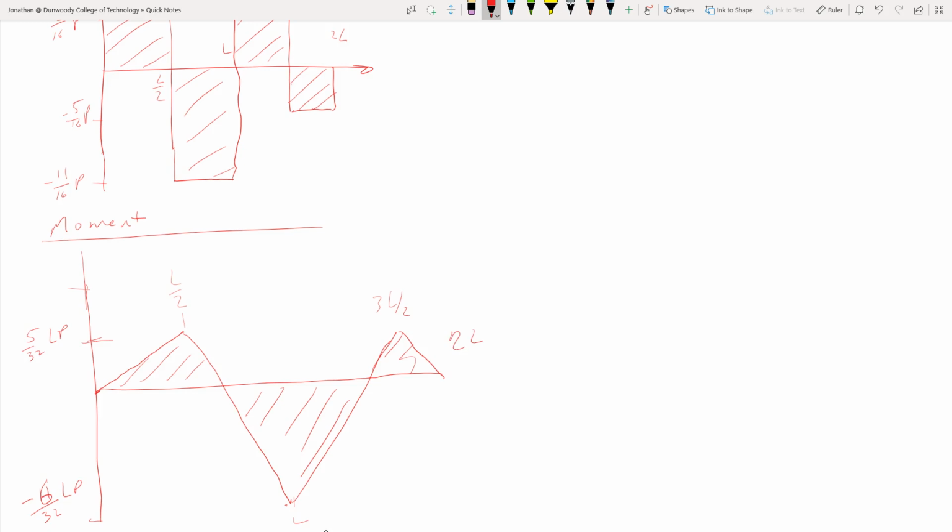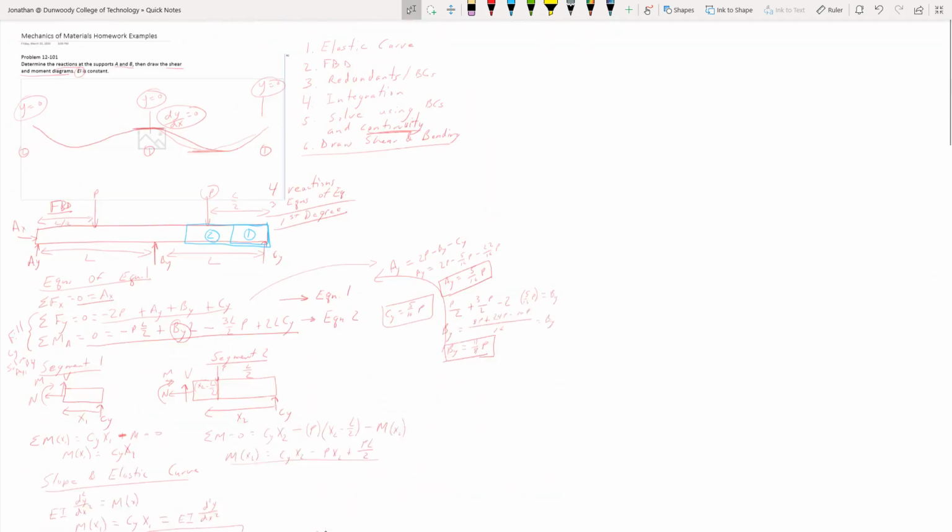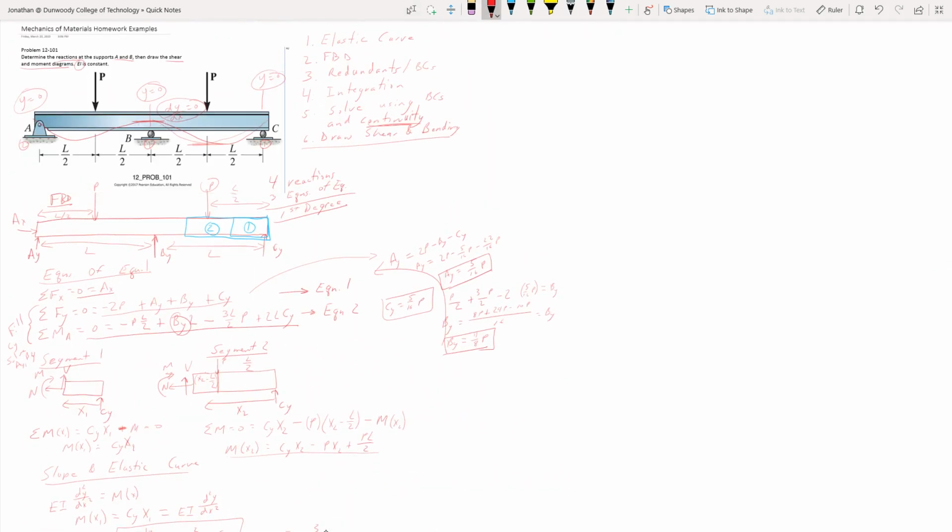Alright, so a little crazy problem here, pretty in-depth. So again, we started with the elastic curve that helped us figure some things out. Free body diagram was the equations of equilibrium, which we came back to at the end once we used continuity and boundary conditions and our elastic curve to find our deflections, and then we came back and found what that looks like. So thanks for sticking with me.